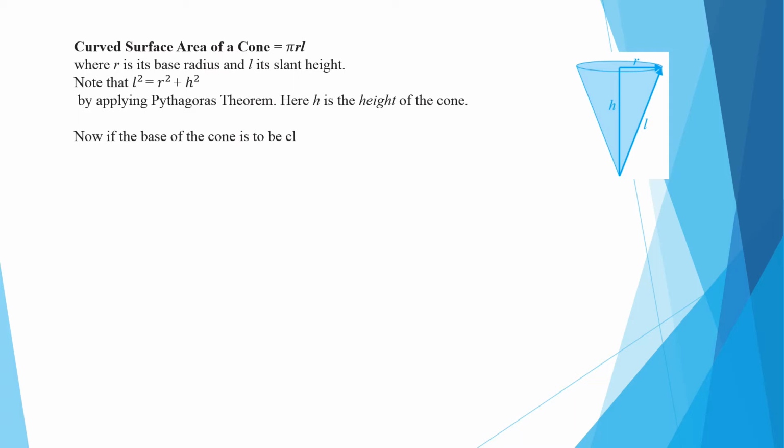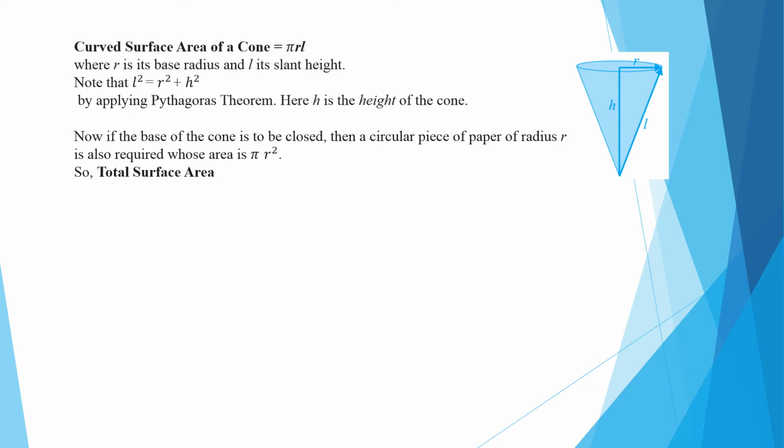Now if the base of the cone is to be closed, we will find the total surface area. The base portion is circular, which is pi r square. So pi r square plus pi rl will be obtained as the total surface area. Taking pi r common, we get L plus R. So the total surface area of a cone is equal to pi rl plus pi r square, that is pi r taken out common, L plus R.